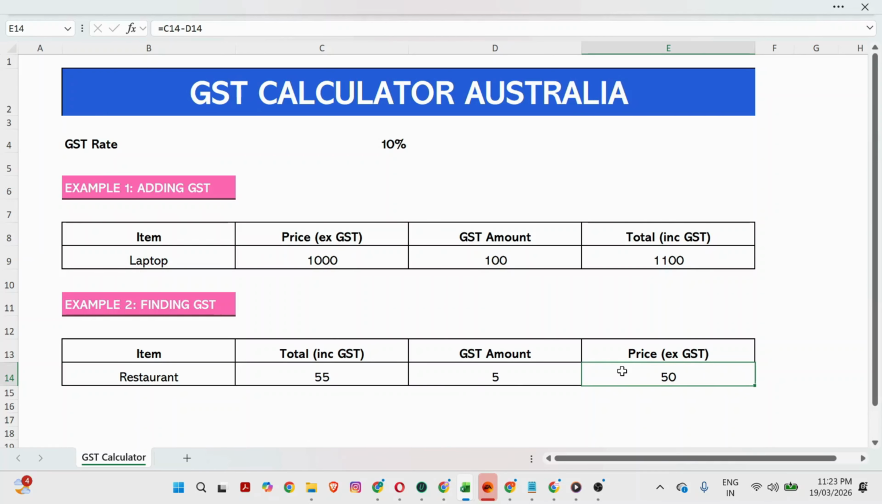And that's it. Whether you're adding GST or pulling it out of a total, it's just a simple formula.